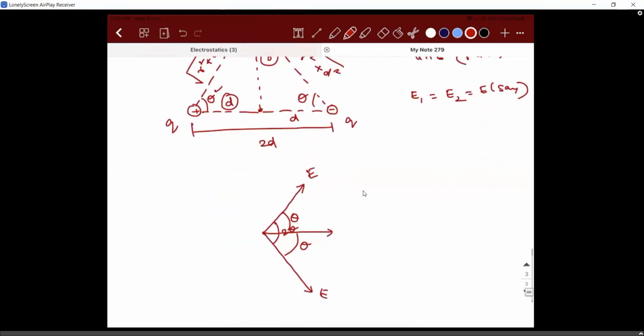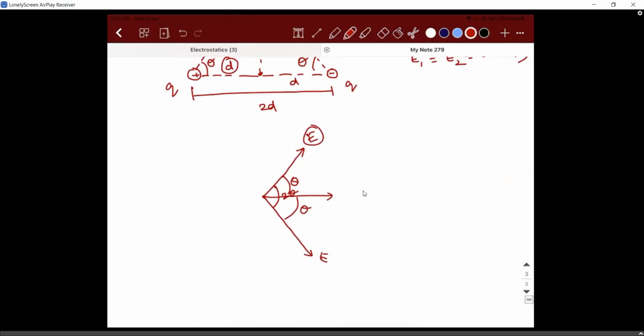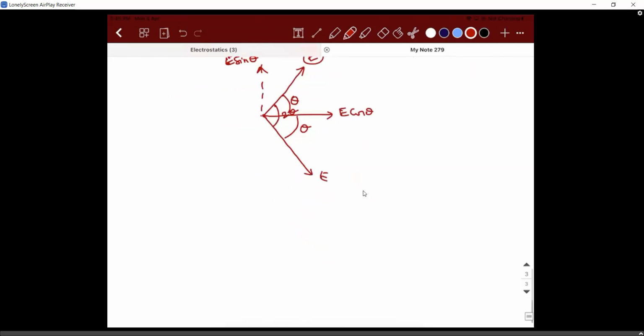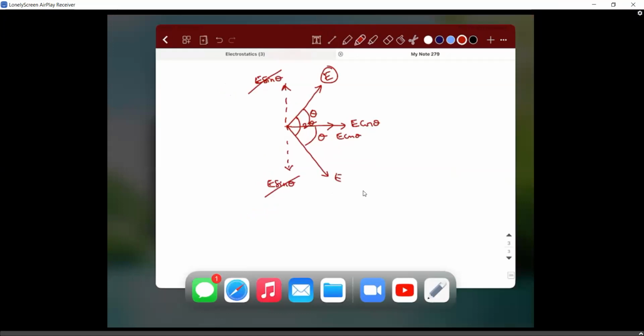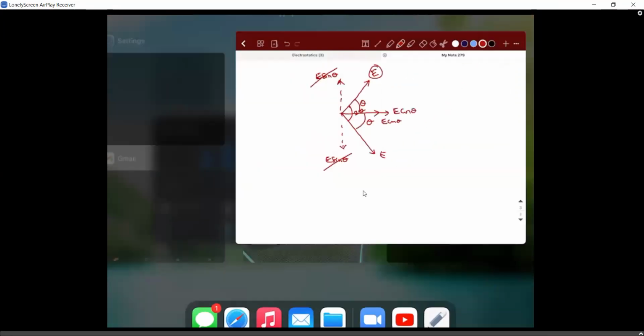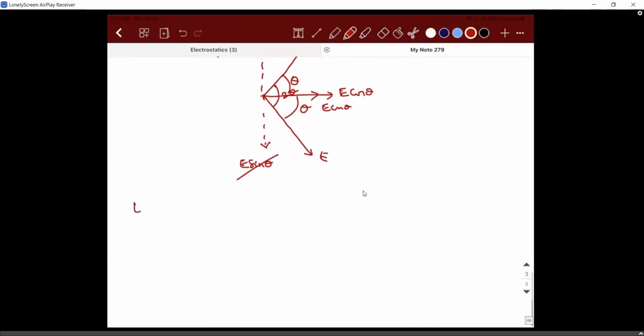Accepted. When that is the scenario, then E can be resolved into two components. One is E cos theta and the second is going to be E sin theta. Similarly, this E is going to be E cos theta and this is going to be E sin theta. Which component is going to get cancelled out? E sin theta is gone because they both have same magnitude and opposite direction. So what is going to be the net? What is going to be the net electric field in this scenario? So 2 times E cos theta is going to be the net field.